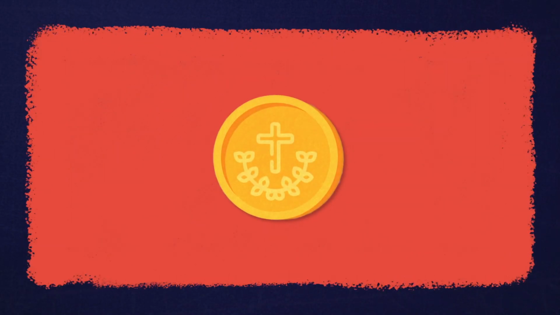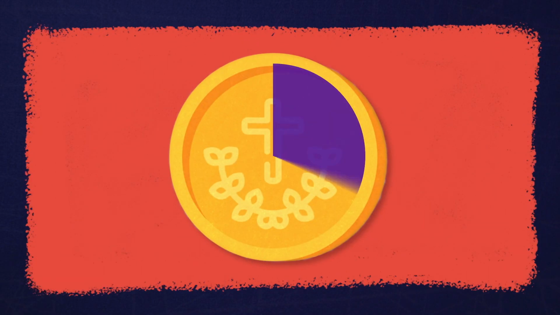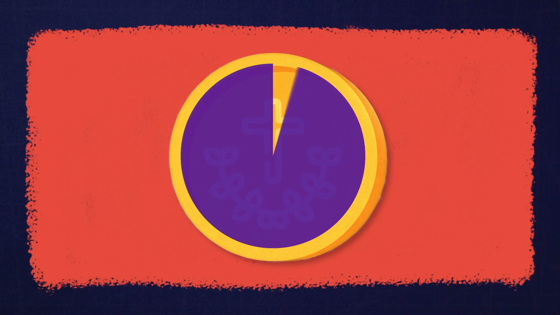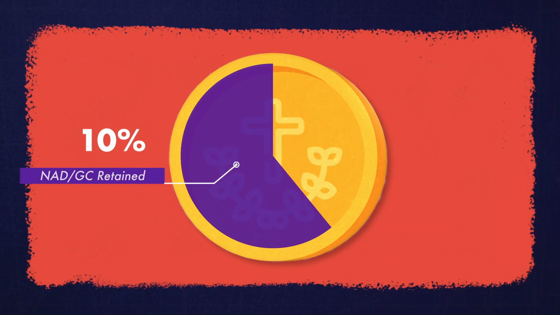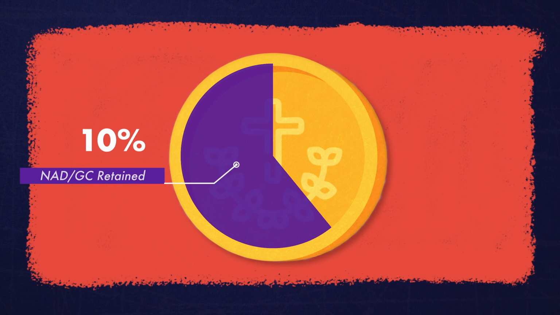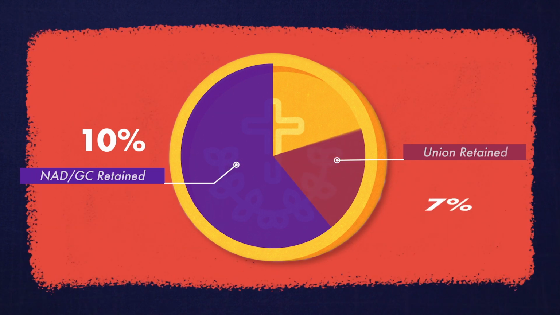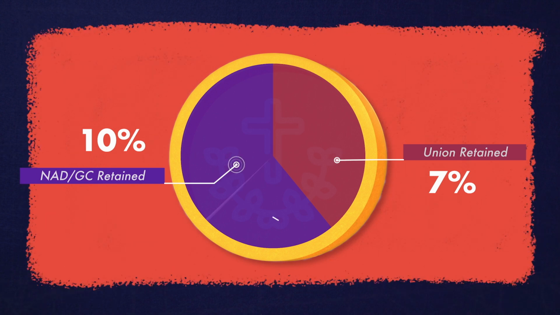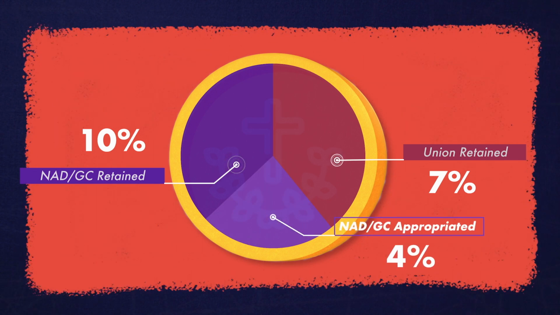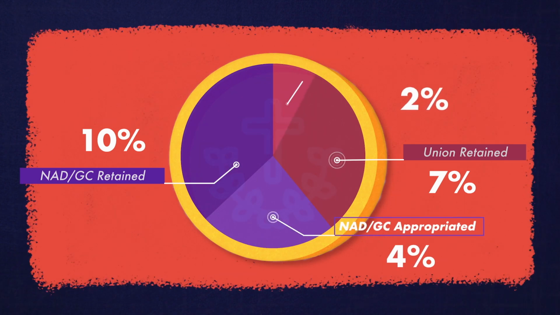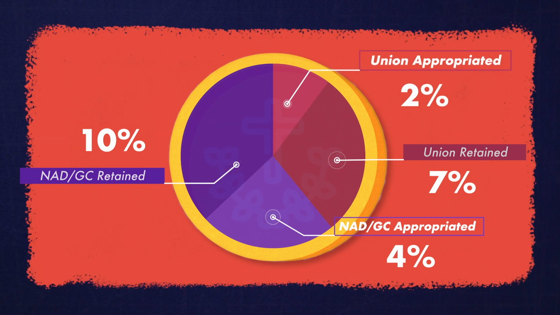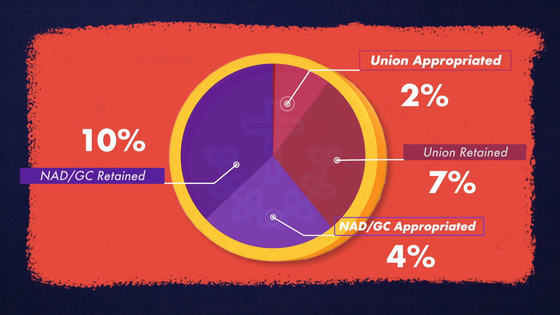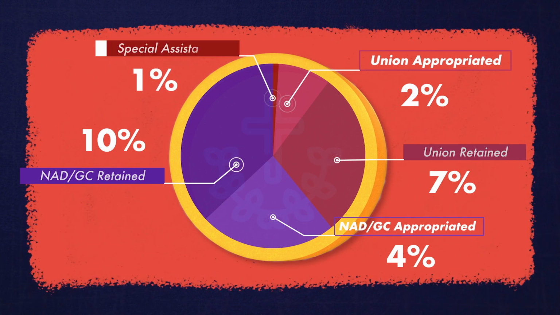Here's where the money that doesn't stay at the local conferences goes. The NAD and GC retain about 10% combined. The union retains about 7%. About 4% is appropriated back to the local system from the GC and NAD. About 2% is appropriated back into the ecosystem for the union. And almost 1% is appropriated for those conferences eligible for special assistance.